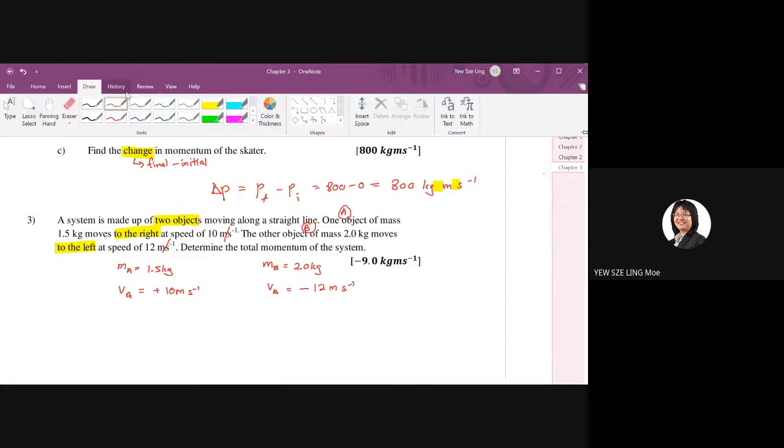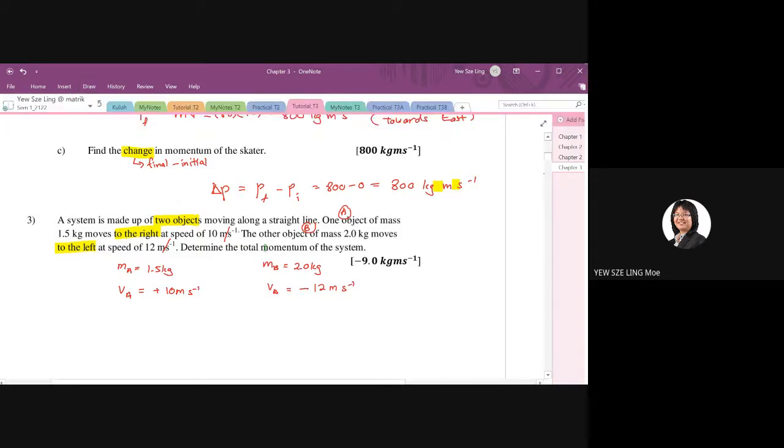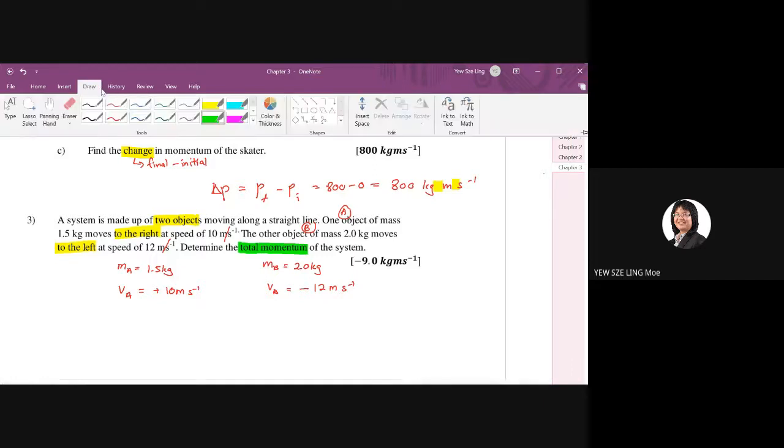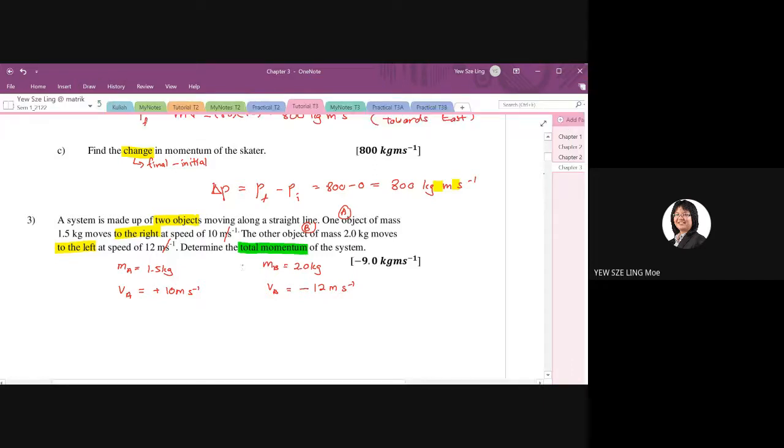Okay, now if you look at the question, it is asking for total momentum. So total momentum is different than the change in momentum. Change, we use final minus initial. Total, we are going to add all of the momentum together. So now we have two momentum, we use PA plus PB. If change, you have only one object, but then you use final minus initial. So that is the difference between change in momentum and the total momentum of the system.